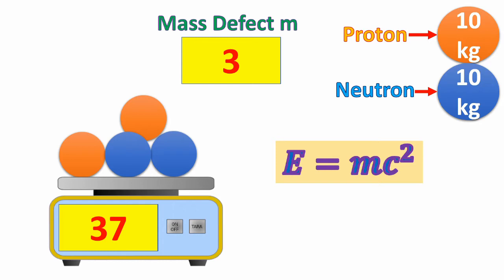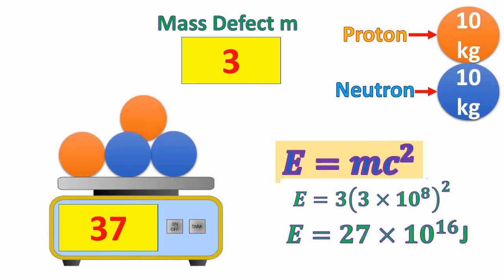So now the mass we lost was 3 kg, and if we plug this into the equation and we substitute the value of c, which is the speed of light, and as you know, the speed of light is 3 × 10^8 meters per second, we will get this answer. Now remember, when you plug the mass in as kg, you will get the energy as joules.